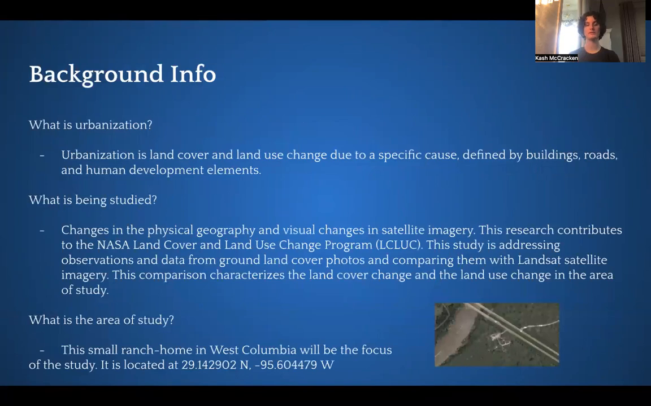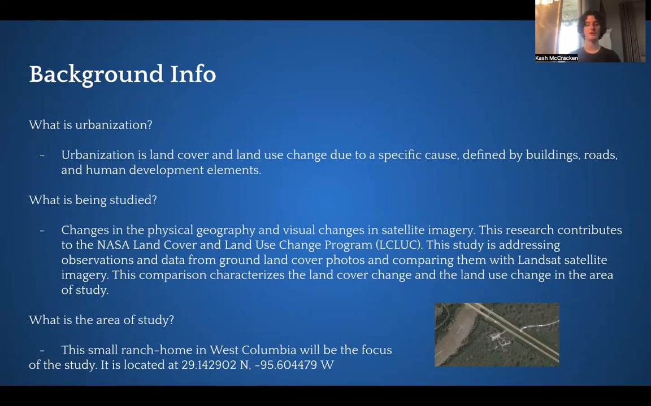So just some background information. What is urbanization? Urbanization is land cover and land use change due to a specific cause defined by buildings, roads, and human development elements. So what am I studying? I'm studying the changes to the physical geography and visual changes in satellite imagery. It contributes to NASA's land cover and land use change program. I'm addressing observations and data from ground land cover photos, and I compare them with Landsat satellite imagery. So this comparison is characterizing the land cover change and the land use change in areas of study.